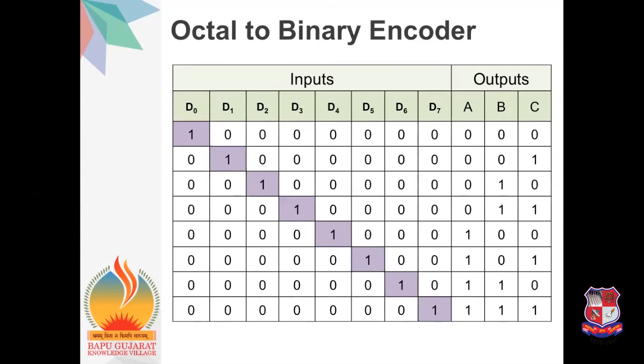For that, the function table shows that when D0 is activated, the corresponding output is 0, 0, 0. When D1 is activated, the corresponding output is 0, 0, 1. Same way from D2 to D7. For the last, D7 activated, the corresponding output is 1, 1, 1. So based on this function table, we can easily find the logic expressions. Let's find the logic expressions from the function table, and then we will draw the logic diagram.